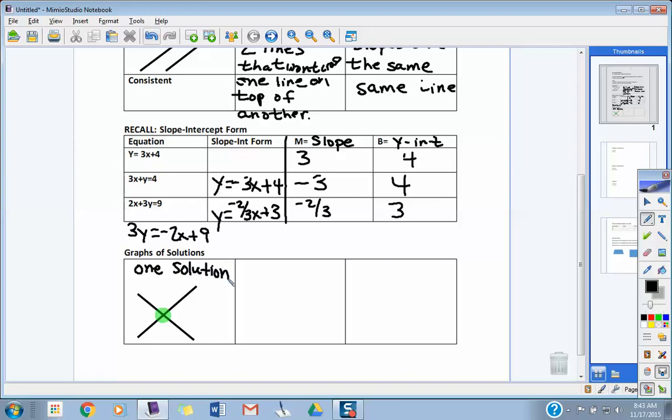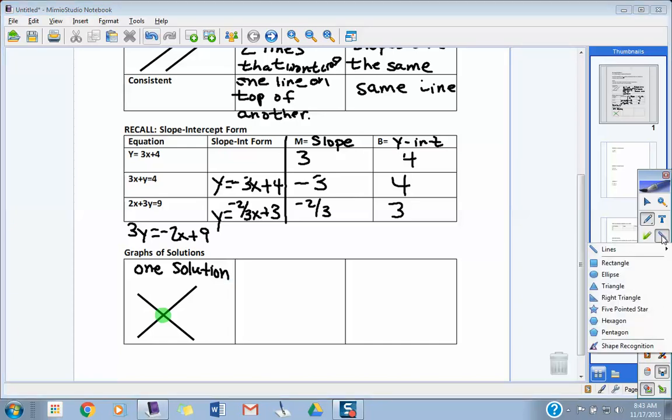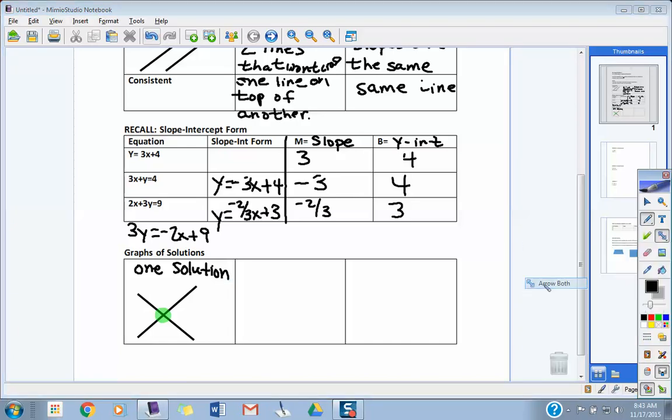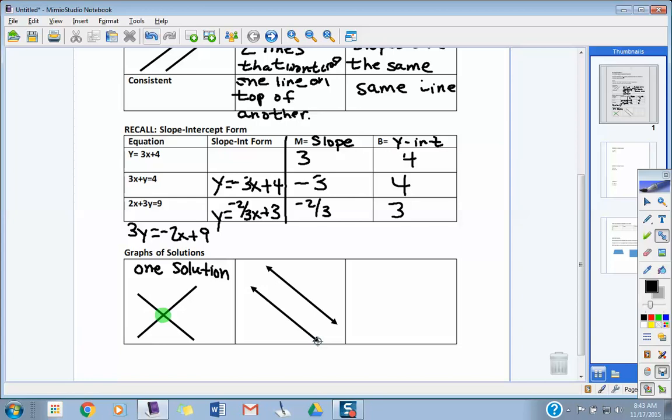Okay? We already talked about parallel lines. If you have two lines that look like this, we have this line and this line. Parallel, right? Never going to meet? Solution or not? No solution. No solution.